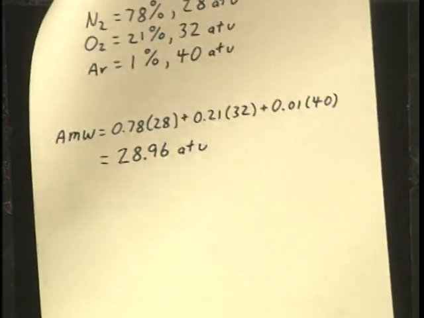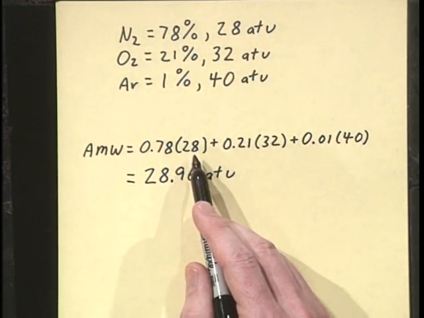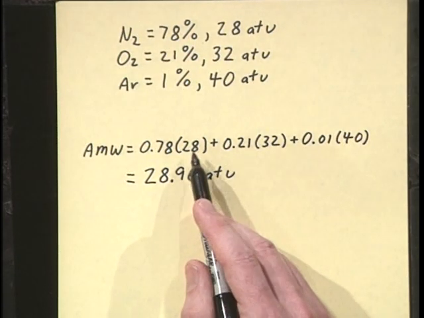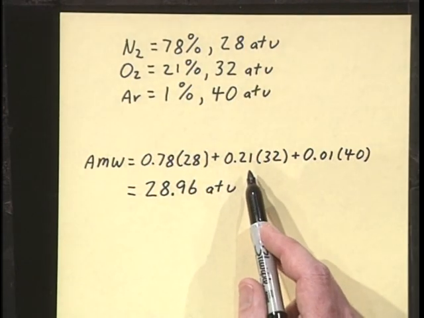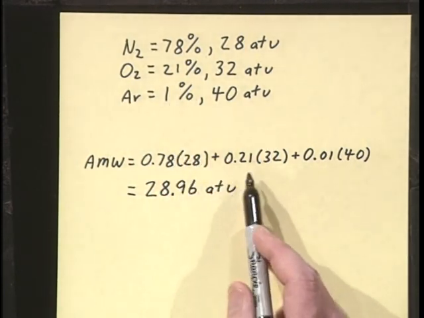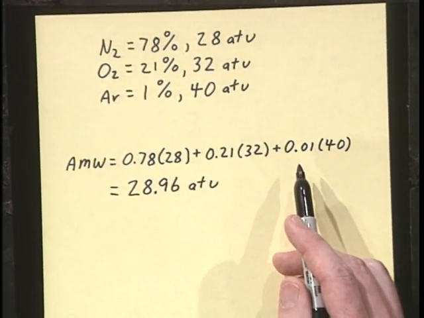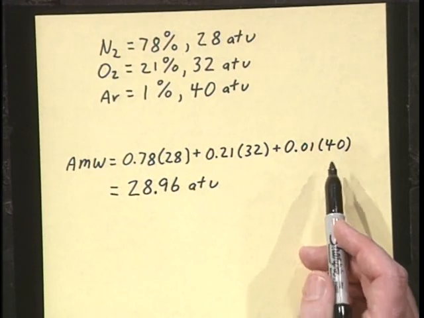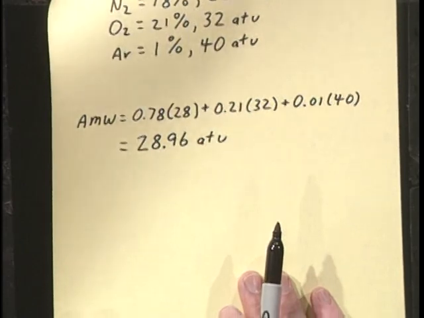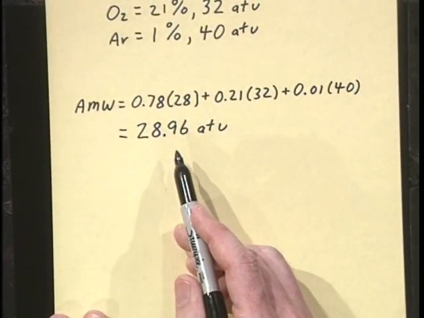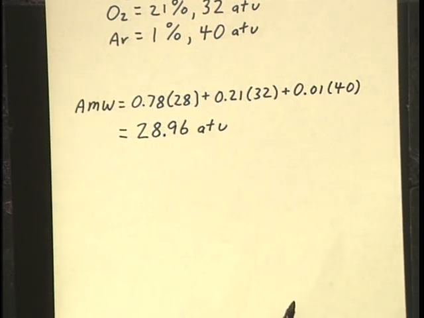weight of those values. So we got 78% nitrogen times the 28, because the 28 is the average molecular weight of nitrogen. Add to that 0.21, which is the percent of oxygen times the 32, and add to that 0.01 times 40. And when these 3 terms are found and added together, you'll get a value of 28.96 atomic units.